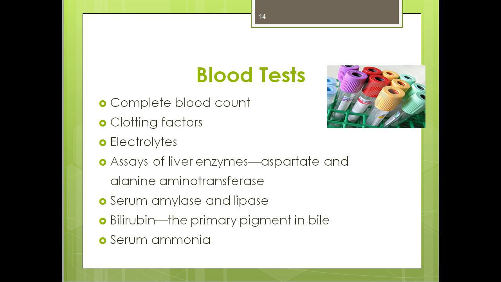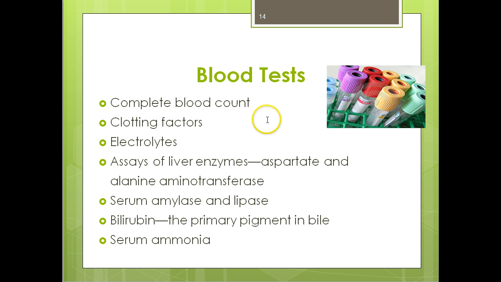They do have certain tests that they run for individuals, like blood tests, that are associated with a person having some type of abdominal ailment or problem or even disease process. So we're going to get a complete blood count. You're going to get clotting factors. You're going to get electrolytes. And then you're going to get assays for liver enzymes, amylase, bilirubin, ammonia, and those type of things.